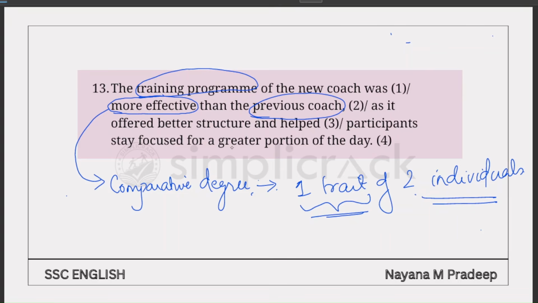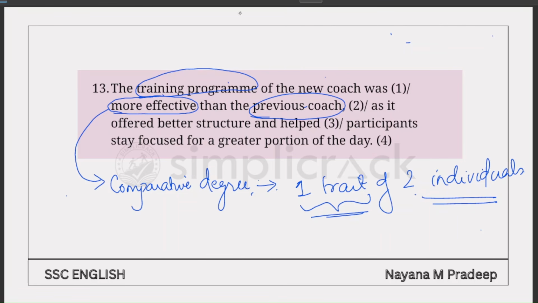We use a comparative degree to compare one single trait of two individuals. So here the training program of the new coach has to be compared with the training program of the previous coach and not the coach himself or herself.